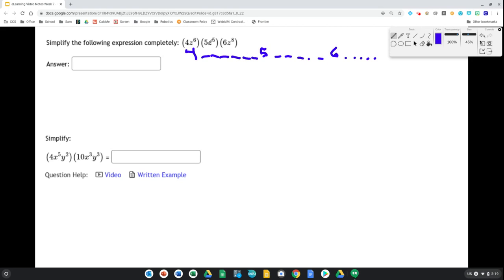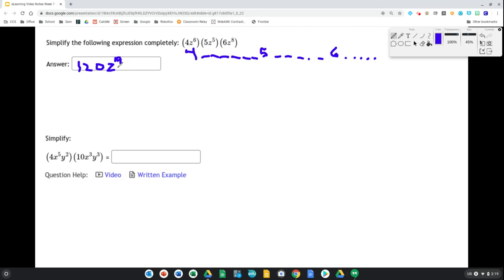So we would start by multiplying the 4 times the 5 times the 6. So what do you get when you take 4 times 5 times 6? Okay, we get 120. And then how many z's are there going to be when we count them all up? We got 6 in the first group, 5 in the second group, 8 in the third group. So we take 6 plus 5 plus 8, and we get 19. And so our answer would be 120z with an exponent of 19.